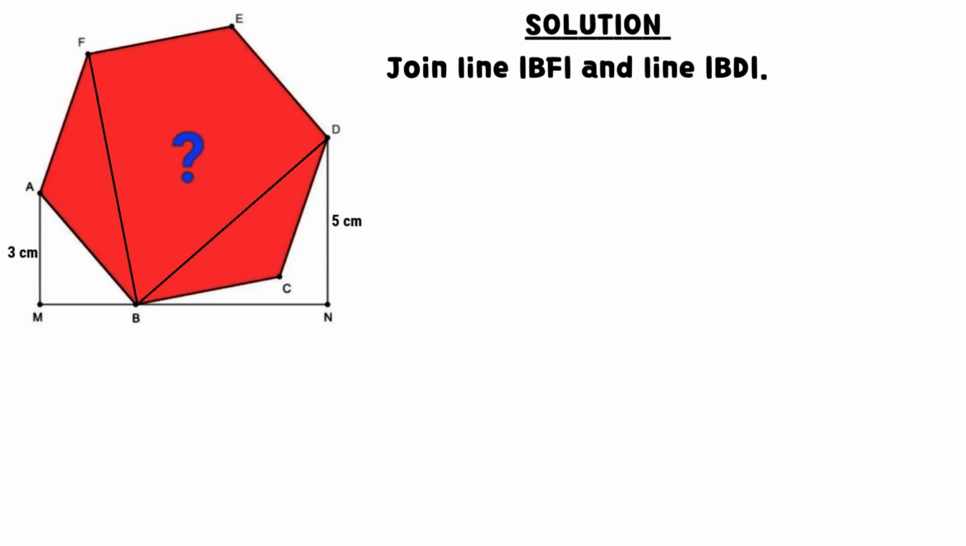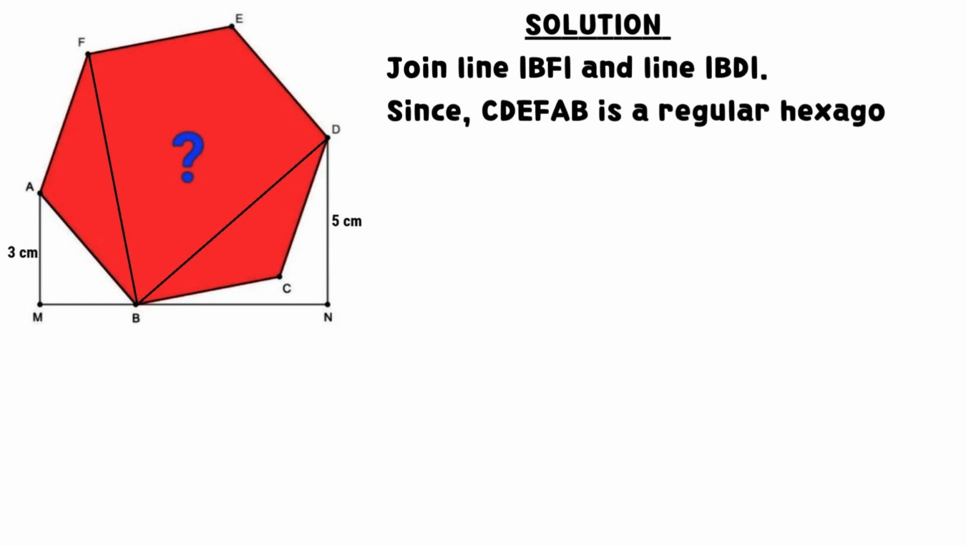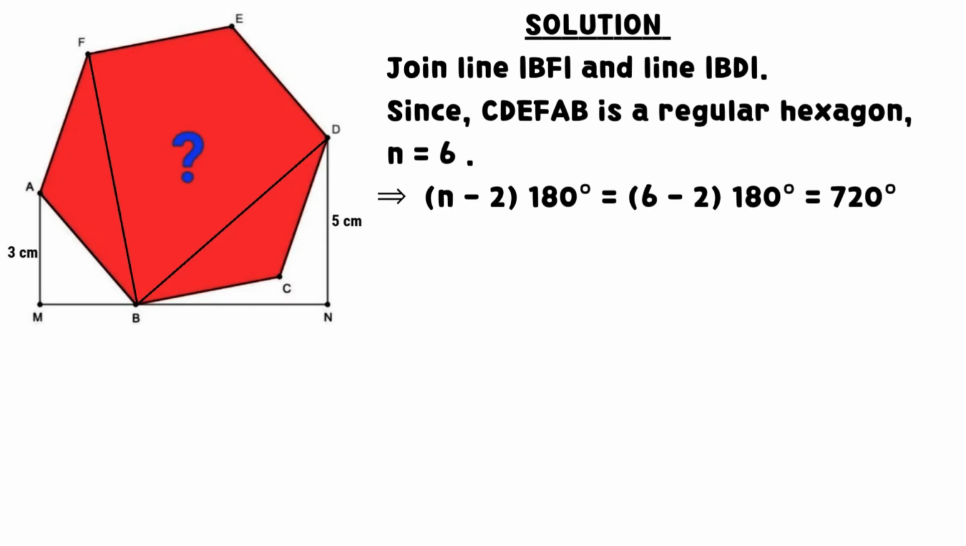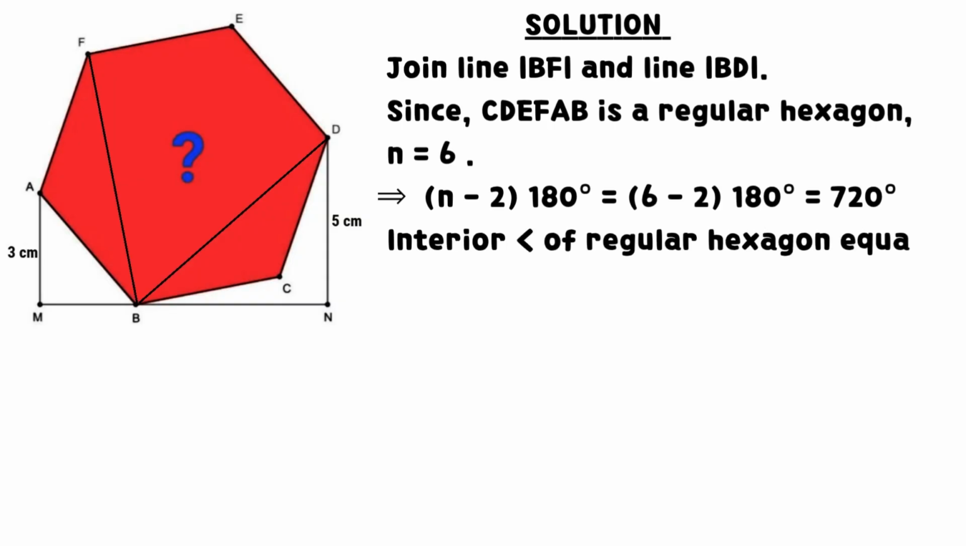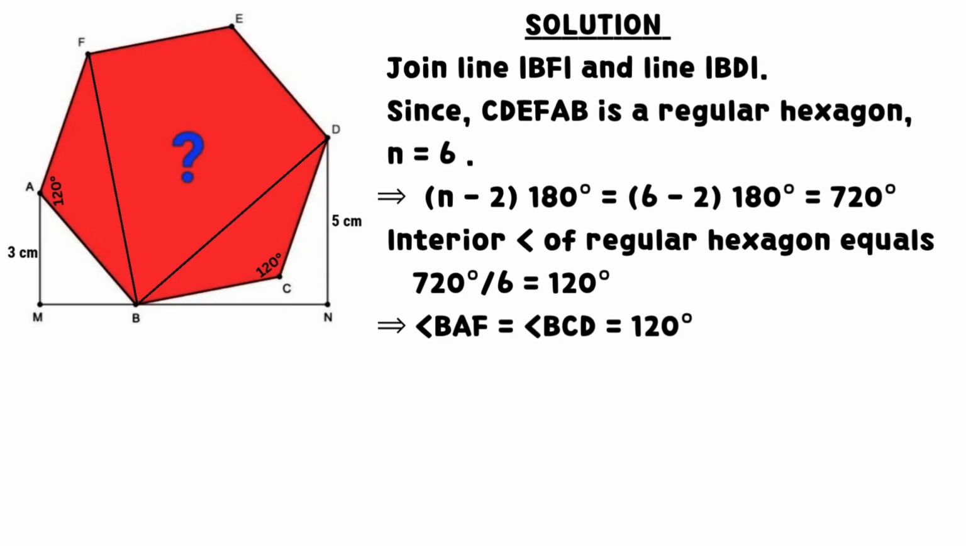Join line BF and line BD. Since CDEFAB is a regular hexagon, n equals 6. This implies that the sum of interior angles is n minus 2 multiplied by 180 degrees, which equals 6 minus 2 multiplied by 180 degrees. The final result is equal to 720 degrees.